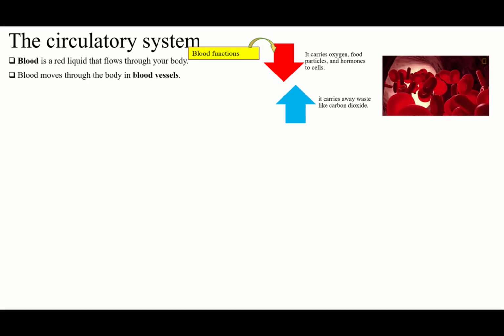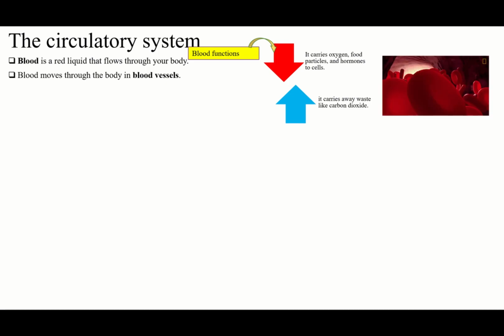It has another function, which is the second one you see here. It carries away waste like carbon dioxide. As you know, one of the most important wastes, the most waste in the blood, is carbon dioxide. It has some others, but the main one is carbon dioxide. So, that was about the blood.